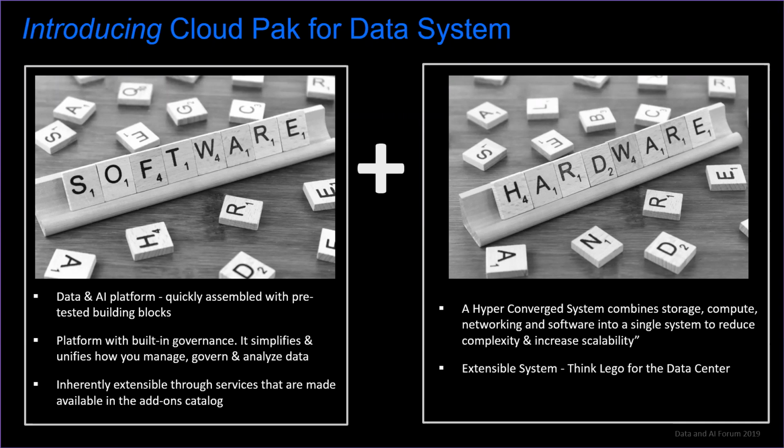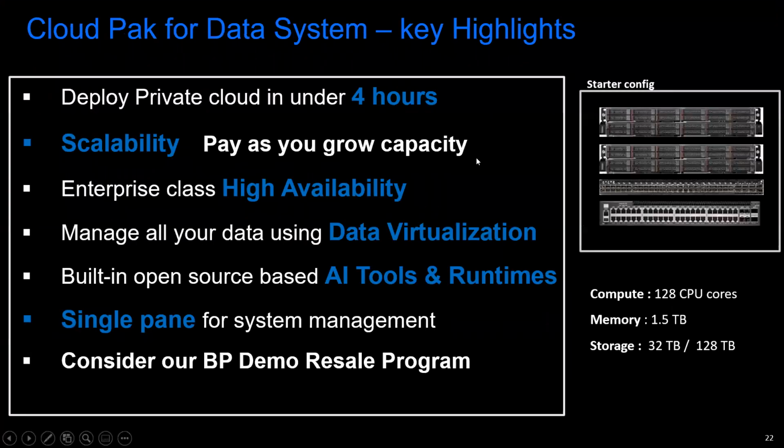So it's called a hyperconverged system, combines storage, compute, networking, and software in a single system to reduce complexity and ease scalability. What's nice, too, is the system can expand. So if you buy a smaller system today and you outgrow it, you can add more components to it going forward and expand the size of it. Right? Deploy private cloud under 4 hours.